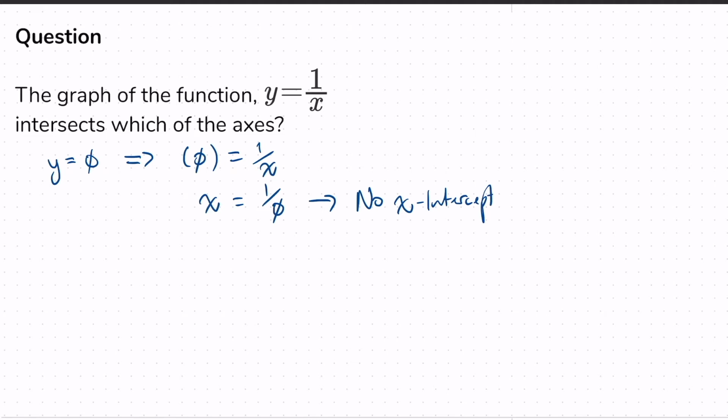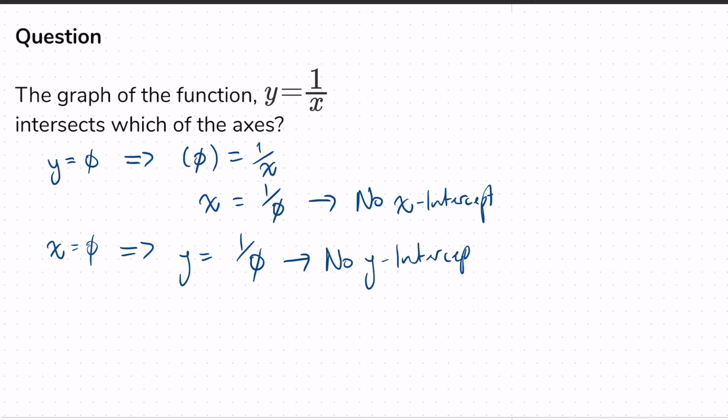Well, what about a y-intercept? Well, the y-intercept is where x equals 0. So y is equal to 1 over 0, and we have the same problem. There's no y-intercept. So which of the axes? Well, neither is the answer. It doesn't intercept either of them.